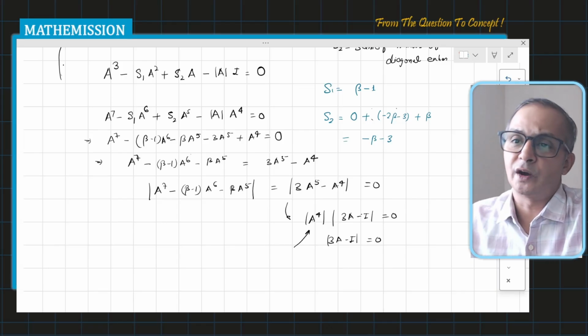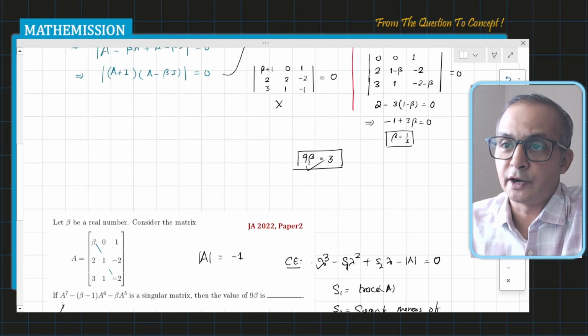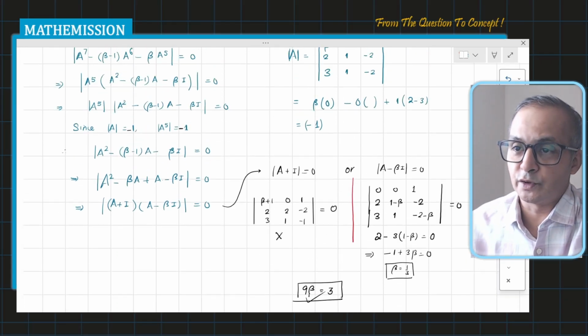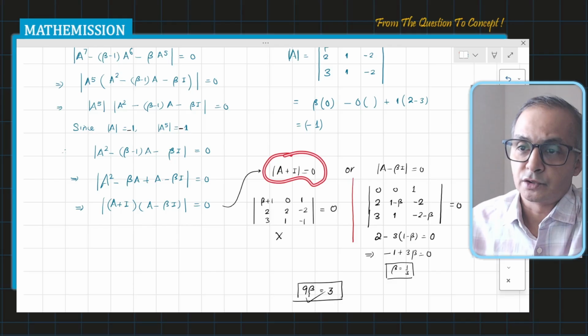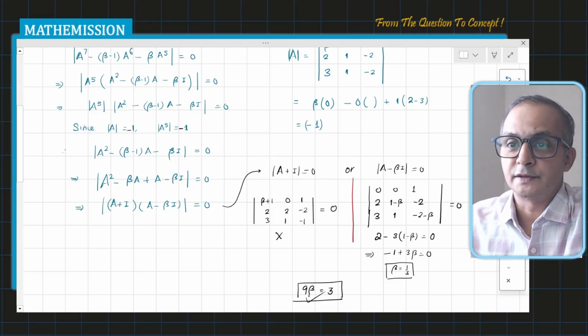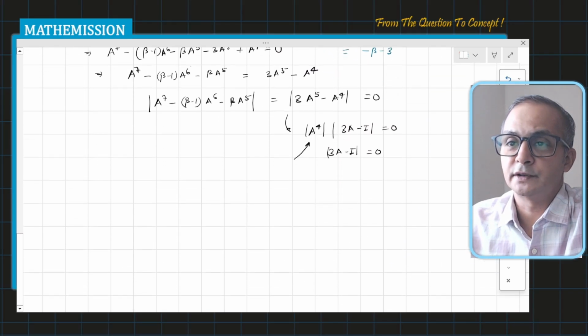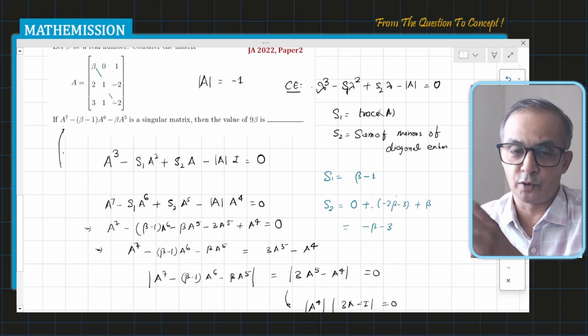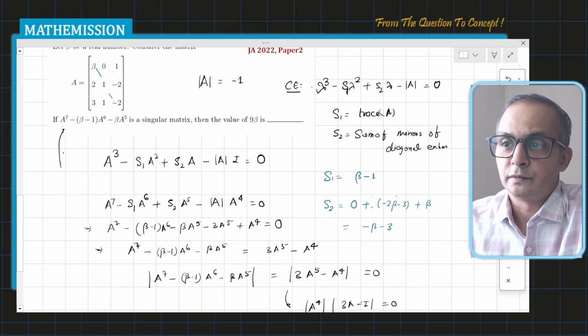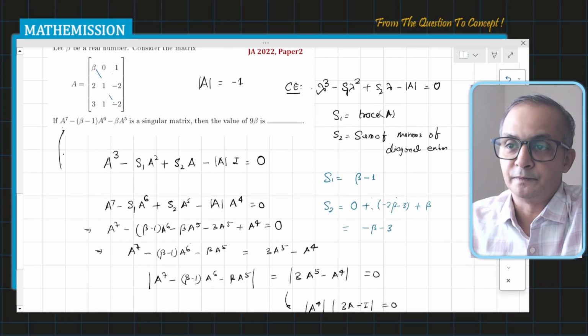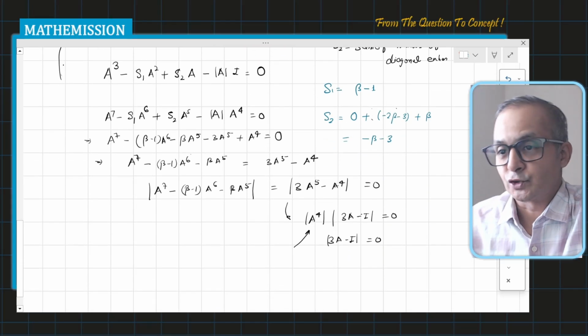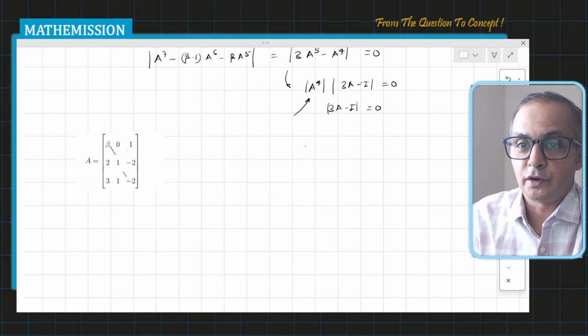So in this method, one thing you can understand is that we are not getting an extra factor which was disturbing us. So this method is also one valid method, and if you try to explore more, you can try this method. And okay, so let's solve it further. So this is the A I have.